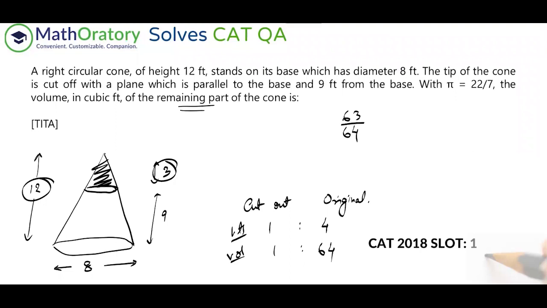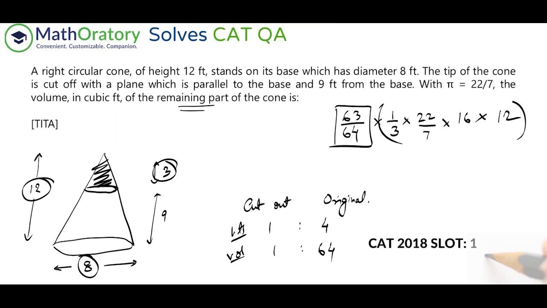And a cone has a volume of 1 by 3 pi r square h. Pi we have to take as 22 by 7 as instructed, and r is 4, by the way. The diameter is 8, so the radius is 4, square is 16, into height 12. So this is of the original cone, right? So you have this much fractional volume remaining of this cone, so that will be the volume of the frustum. So let us quickly do the cancellations here.